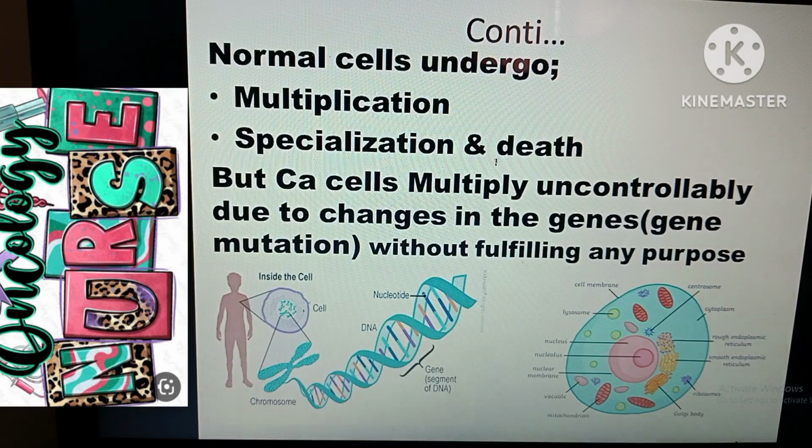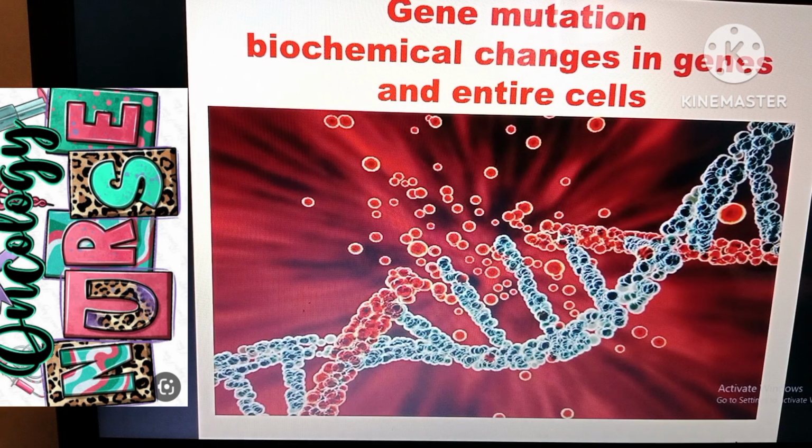So you can see in the picture here the normal gene, the normal anatomy of the gene, how it will be. But you can see the gene mutation, damage of the gene, means the biochemical changes in a gene. So you can see in the picture how the damage has taken place and all the chemicals present inside the cell come out.